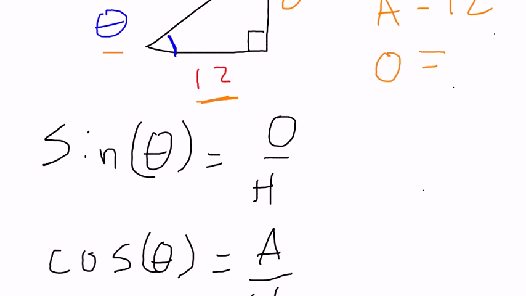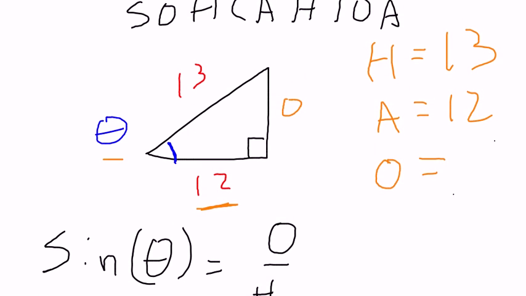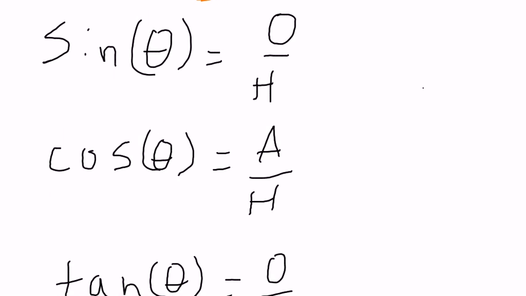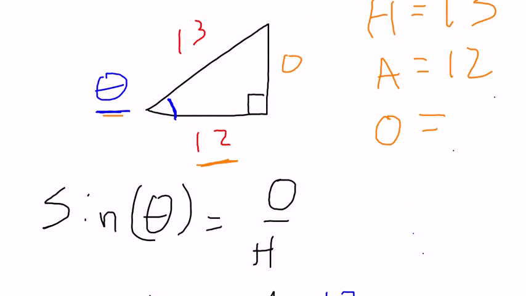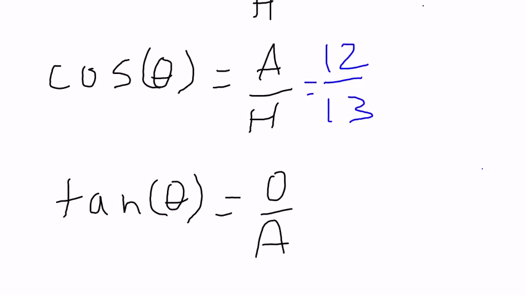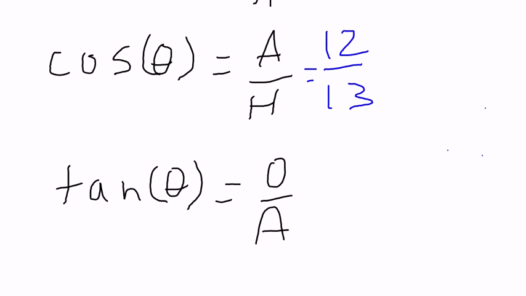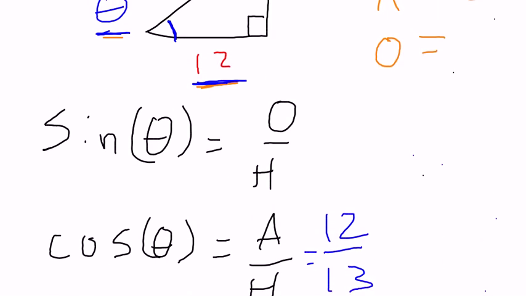Alright, so cosine is the one we can find right now. It's going to be the adjacent divided by the hypotenuse. So it's going to equal 12/13. So the cosine of this angle is adjacent divided by hypotenuse. Alright, but in order to get tangent and sine, we're going to need the opposite side, because sine has an opposite side and tangent has an opposite side in its answer. Well, how do we do that?